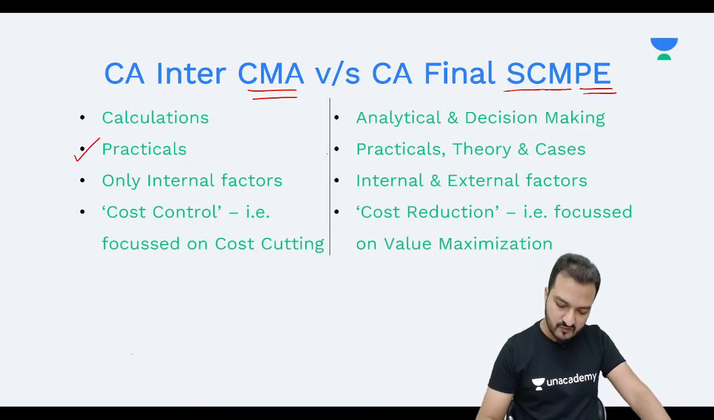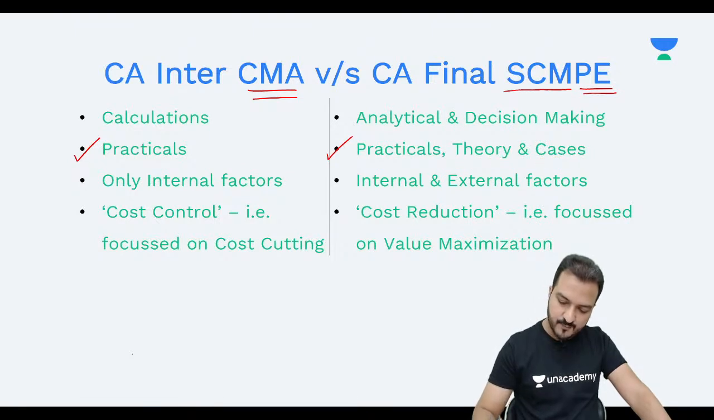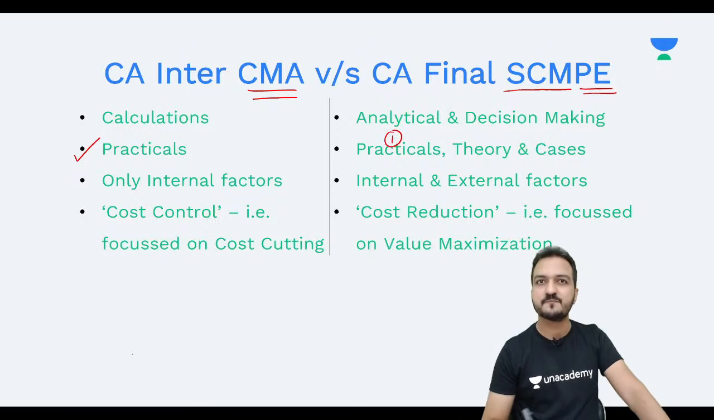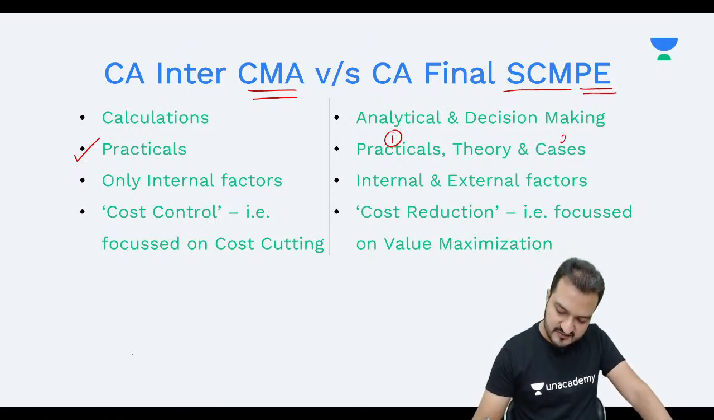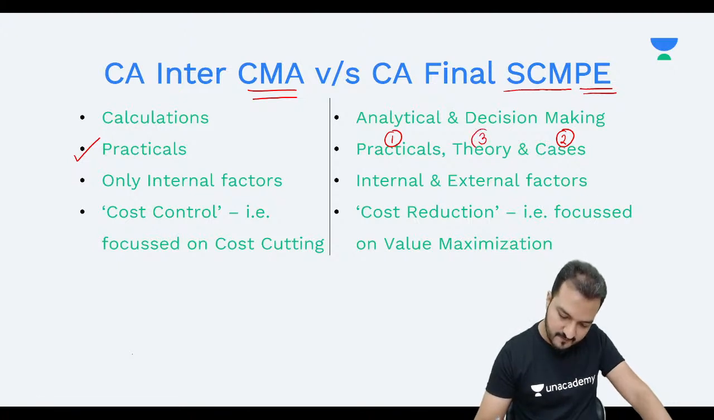In CA final costing, you will find practicals, some theory, and also case studies. Priority wise, the first priority will be practicals. The second priority is case studies. And third, last comes the theory.